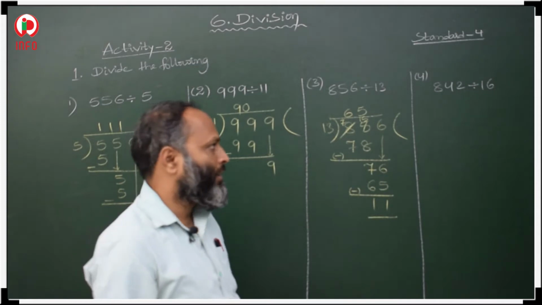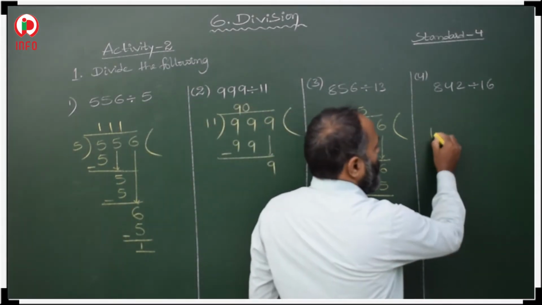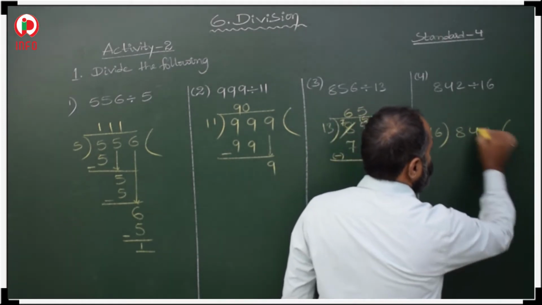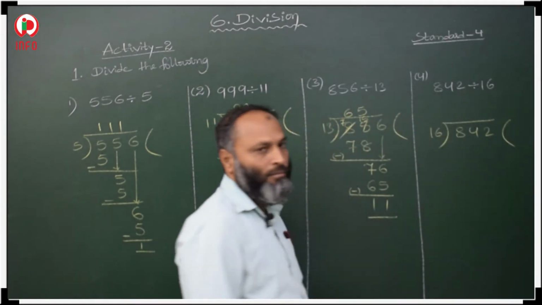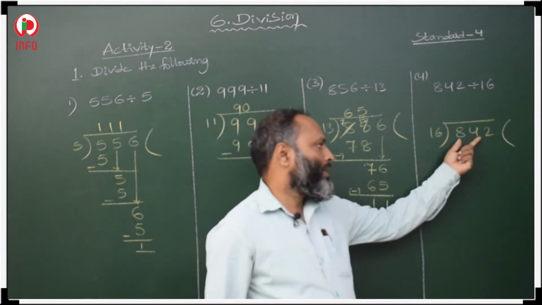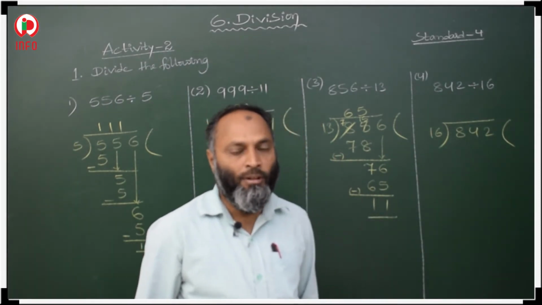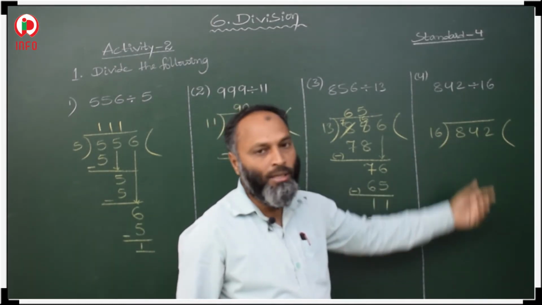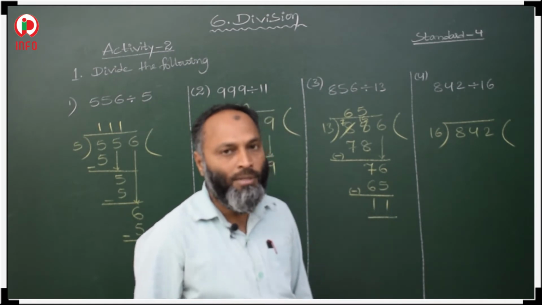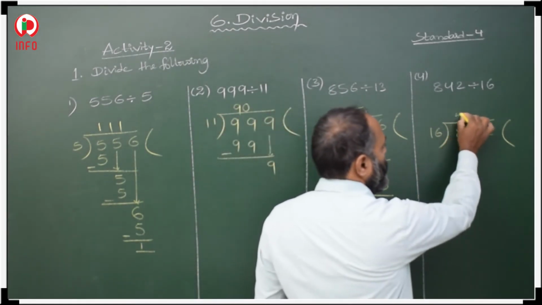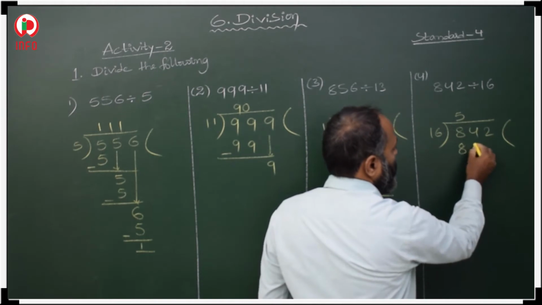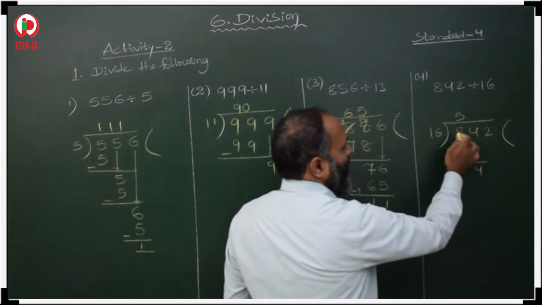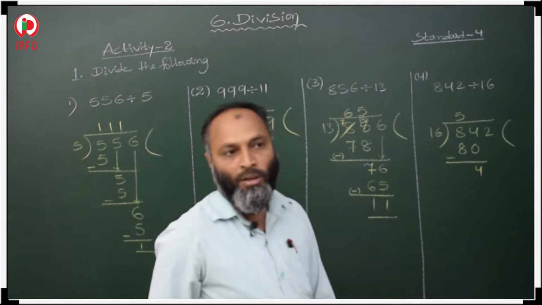Okay. Now this one, 16 divided by 842. Now in the 16 table, when you will get 84, 2 digits we have to take. Here it is a 2-digit number, so here we have to take 2 digits. 16 fives are 80, then 4 minus 0 is 4, 8 minus 8 is 0, don't take.